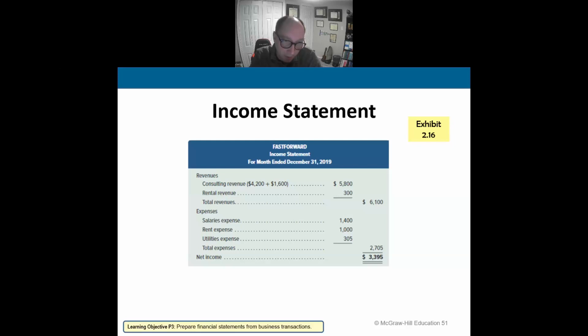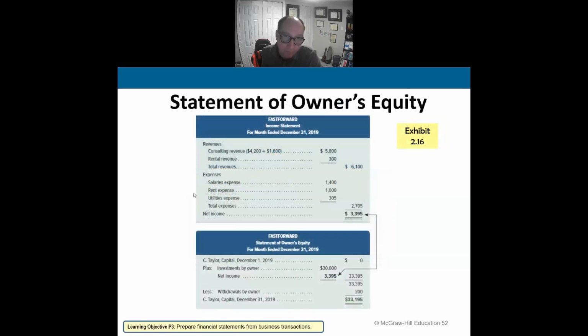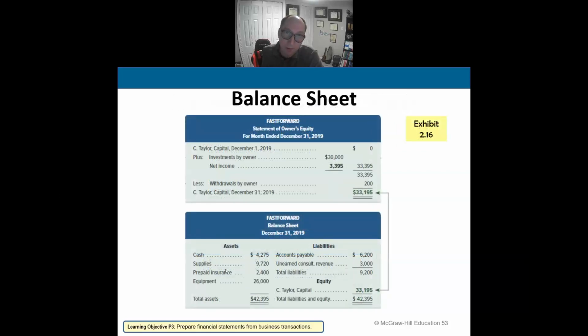The income statement looks just like this. Revenues at the top, total revenue minus total expenses equals net income. This is a very simple version of the income statement. Owner's equity is derived from net income. So at the end of each month, I take my net income amount and put it onto my owner's equity. Plus or minus investments or owner's withdrawals gets me to my balance for owner's equity.